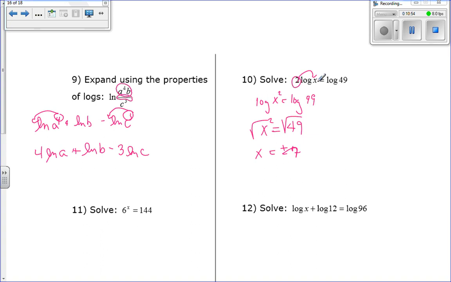Remember, we said we can't have negatives if there's just a log of x. So we just need x equals 7. And negative 7 would get rejected.